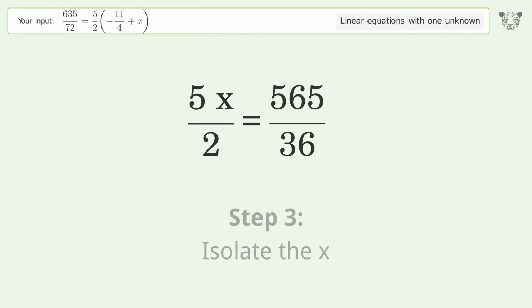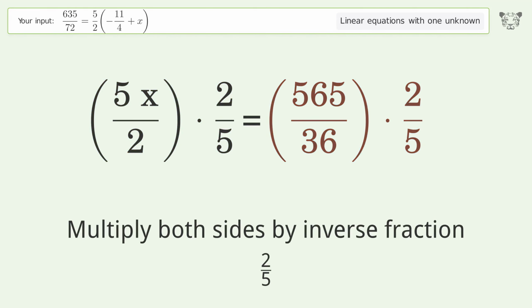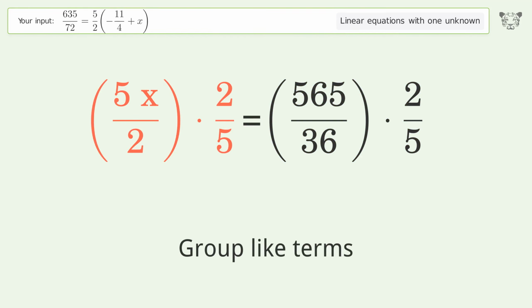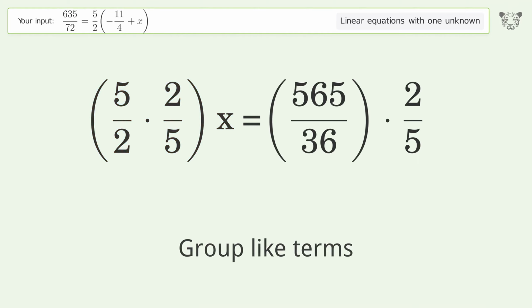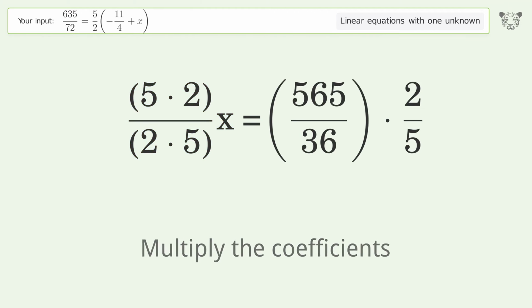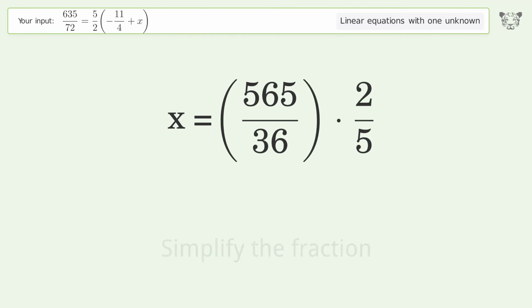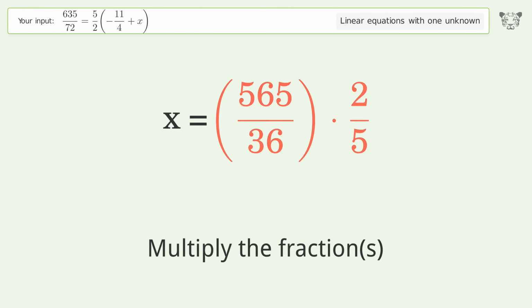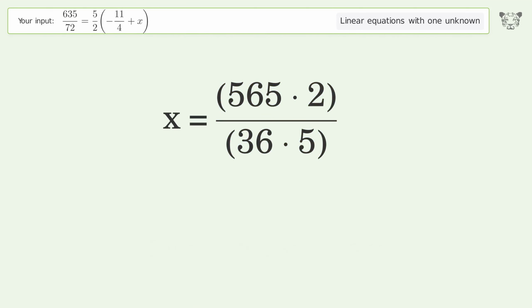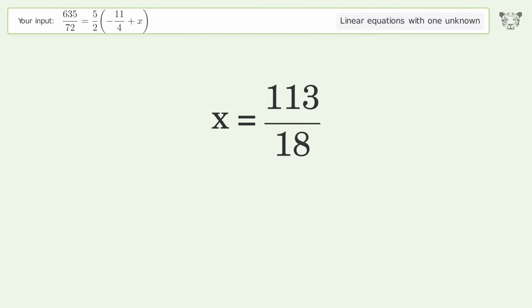Isolate the x. Multiply both sides by inverse fraction 2/5. Group like terms. Multiply the coefficients. Simplify the fraction. Multiply the fractions. Simplify the arithmetic. And so the final result is x equals 113/18.